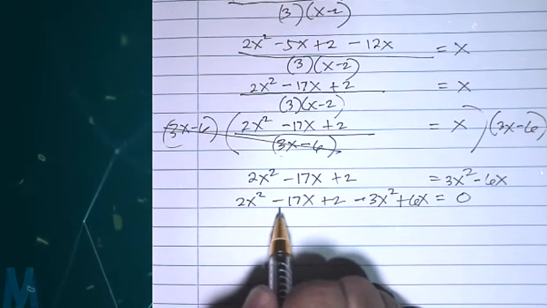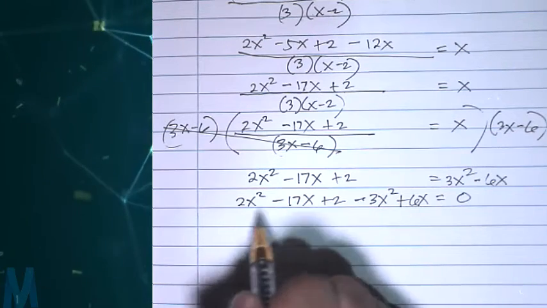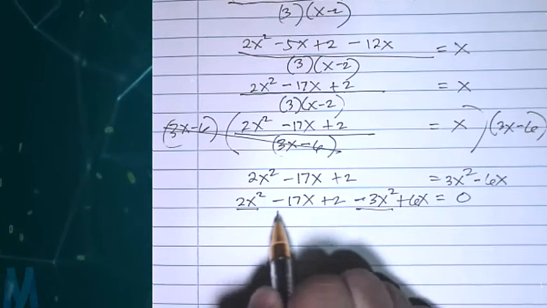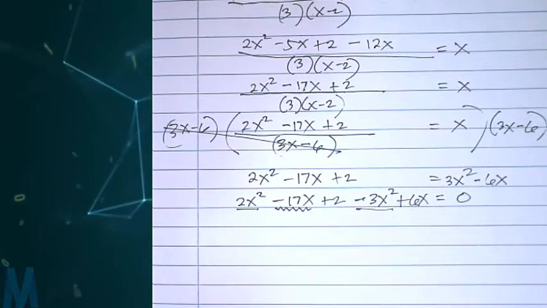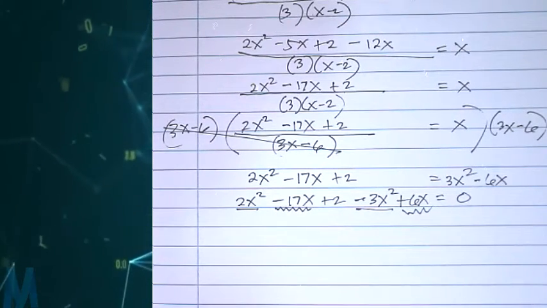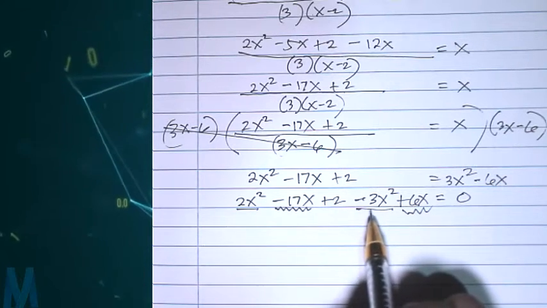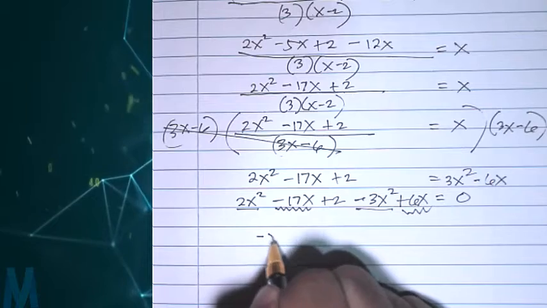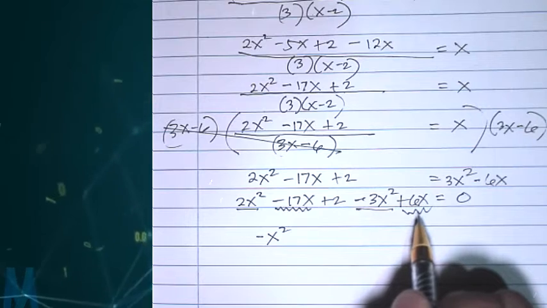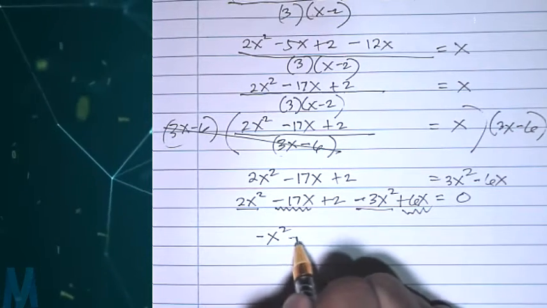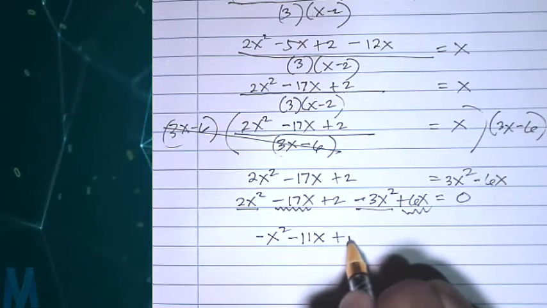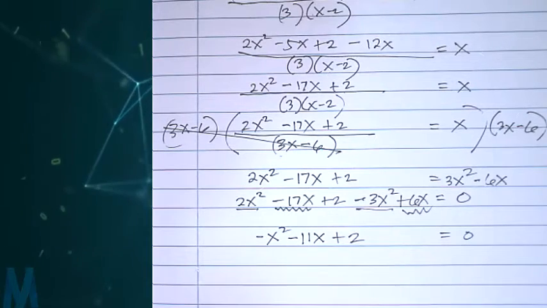And then we are going to combine similar terms. So ang similar terms na dali is 2x squared and negative 3x squared. Then we have negative 17x and positive 6x. So wala pa rin si 2. Okay, so 2x squared minus 3x squared will give us negative x squared. Negative 17x plus 6x will give us negative 11x. And bring down 2 is equal to 0.